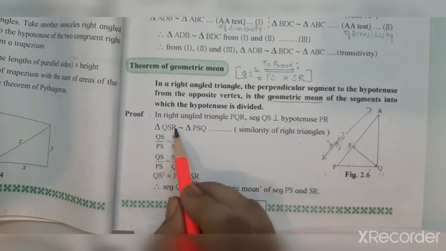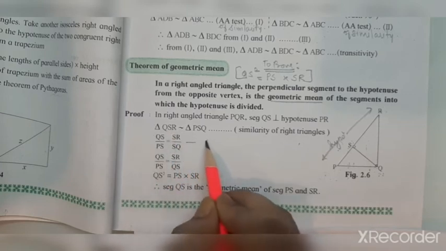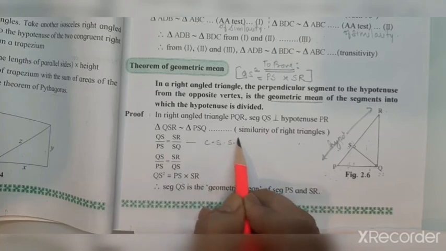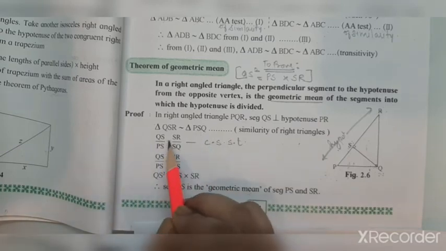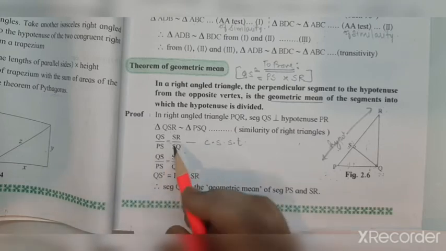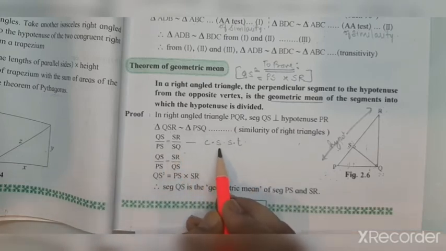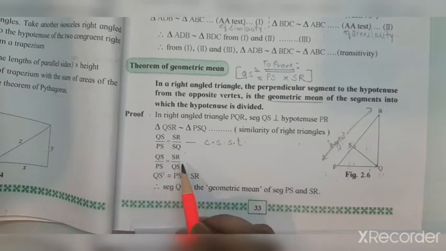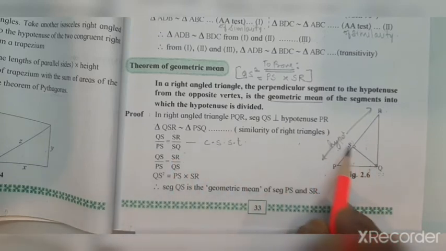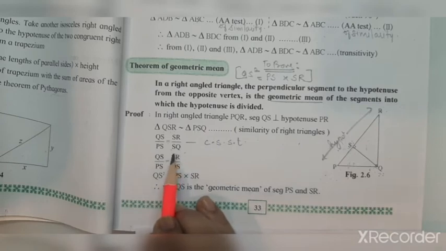After that, since the triangles are similar, we can write the sides are in proportion, CSST. And what they have taken here, QS upon PS is equal to SR upon SQ. Okay. Now, reason, corresponding sides of similar triangle. They have not given here, we can add it. Now, QS upon SP is equal to SR upon QS. SQ is just written as QS. SQ and QS is one and the same. So they have just changed SQ to QS.